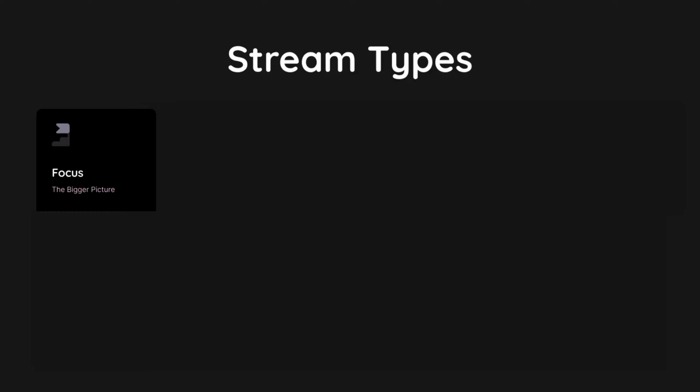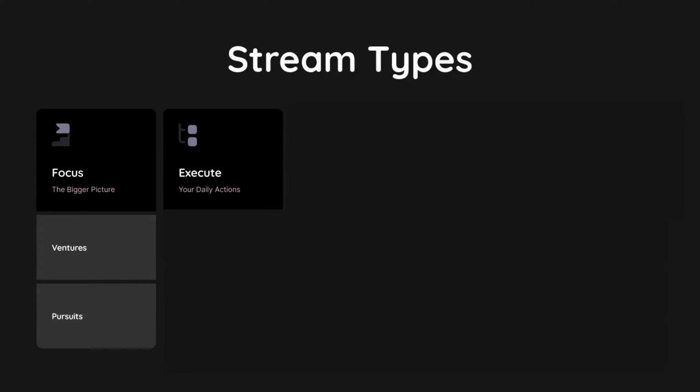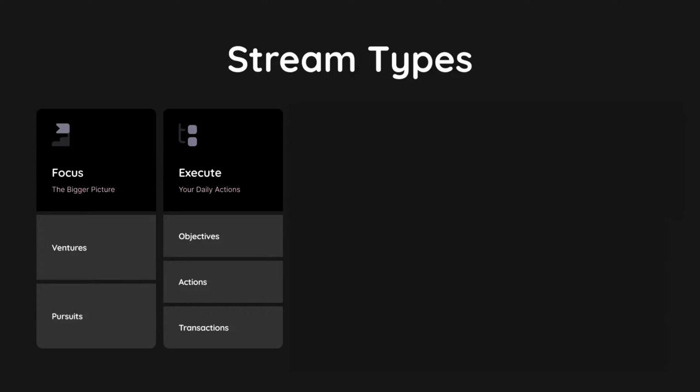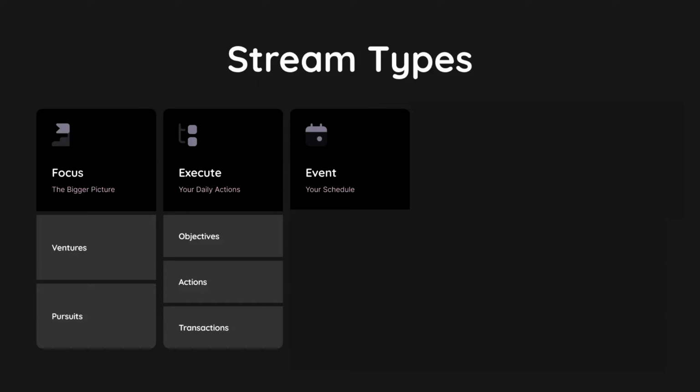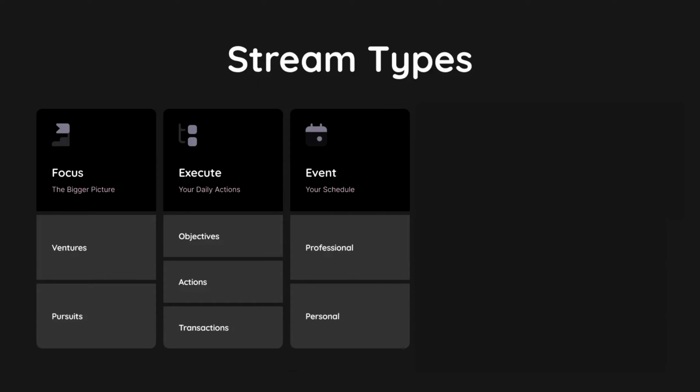Streams have 5 different types. We have focus, which is all about the bigger picture and splits into ventures that are all time-based or work-based and pursuits on no timeline or personal projects. Execute with your daily actions, things like the tasks, to-dos and milestones. Events is your schedule, personal and professional.